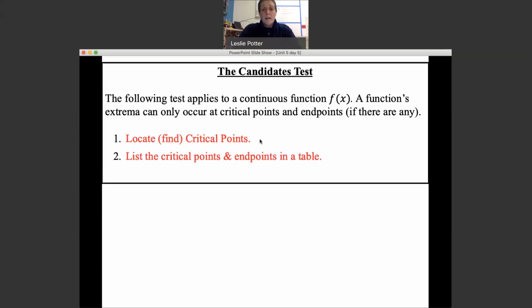We list them in a table. So we are literally going to make a table. We're going to list all of those hills, valleys, cusps, corners, endpoints, all of the x values. And then we're going to plug all those x values in and find all the y values. And then we're just going to take the biggest of the big and the littlest of the little. And those are going to be our extrema, our absolute maxes and our absolute min.